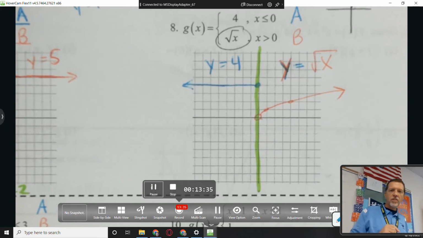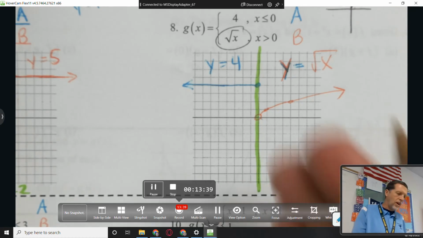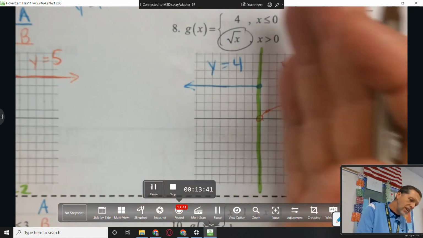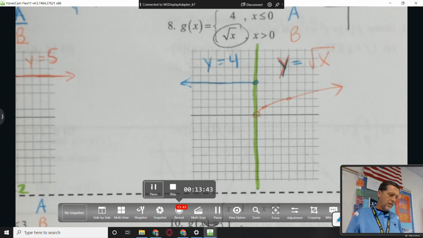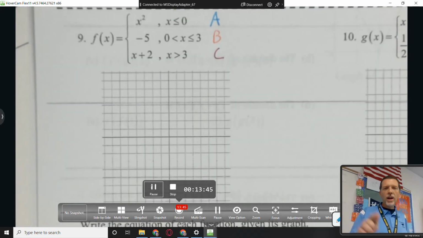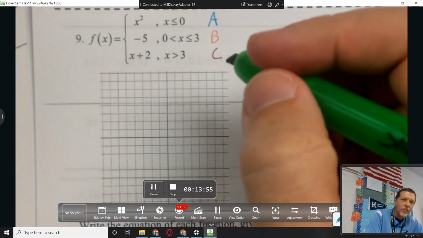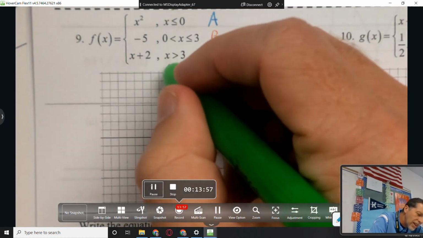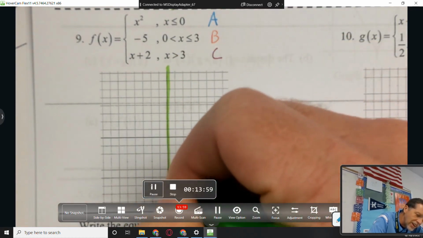So there's the answer to number 8. Hopefully your picture looks like that. We graphed y equals 4 on the left, y equals square root of x on the right. Number 9 we'll kind of work through together because that's a little different because there's 3 neighborhoods. So I need 2 walls to separate people into their right neighborhood. Be careful how you talk about this. It can sound kind of unkind.